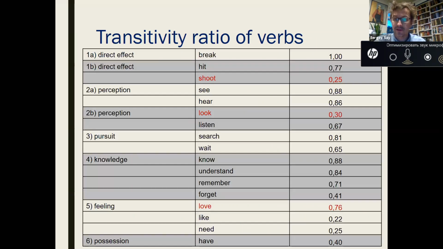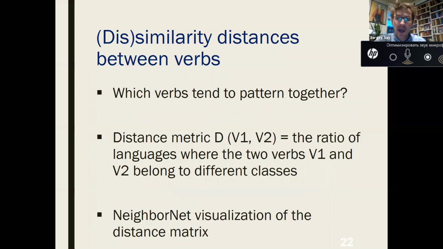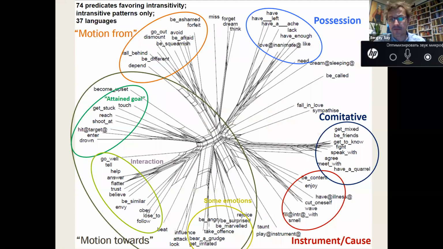You can calculate percentages of transitivity for individual verb meanings. Here are some results, and they contradict some prior assumptions to a large extent. And you also can explore on an empirical basis the patterns of clusterization of individual verb meanings. So put together verbs that typically syntactically are similar to each other in individual languages. Here are some results here.